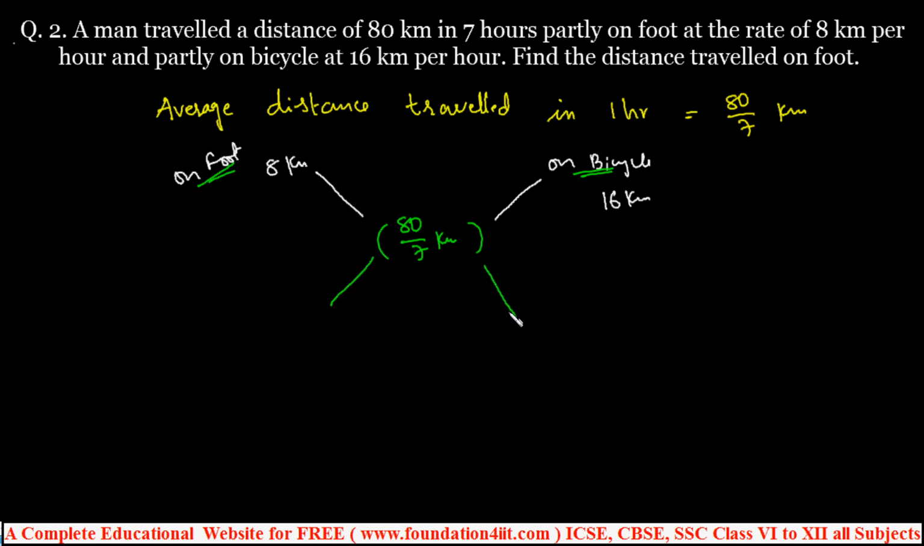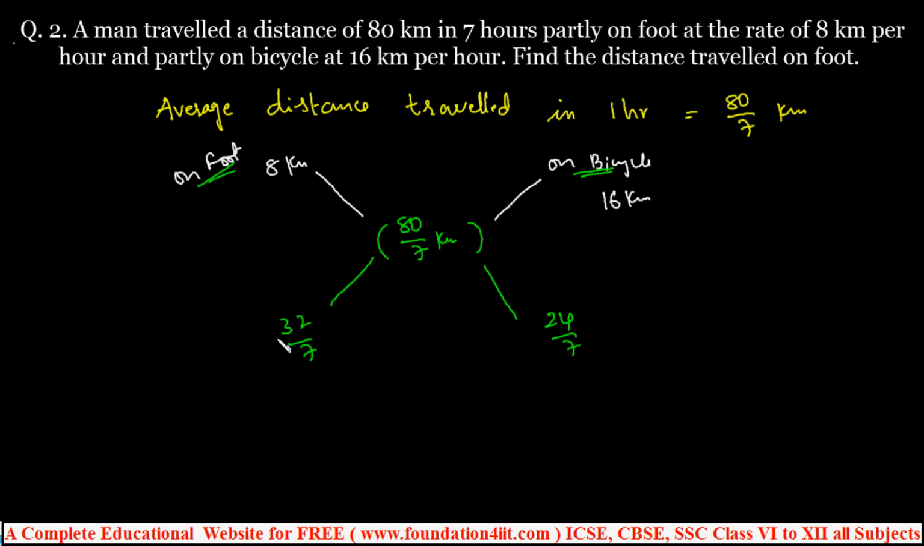Now based on this, we can subtract crosswise. So 80 divided by 7 minus 8. 80 by 7 is the bigger one, so this minus this. 80 by 7 minus 8 is 24 by 7. Then 16 is the bigger one, so 16 minus 80 by 7 is 32 by 7. So crosswise subtraction: this minus this, this minus this. If it is negative or positive, make it positive.